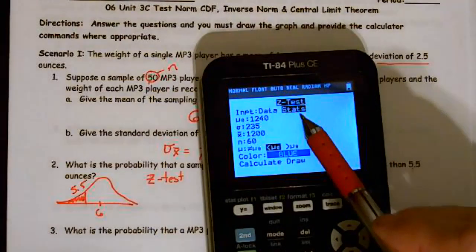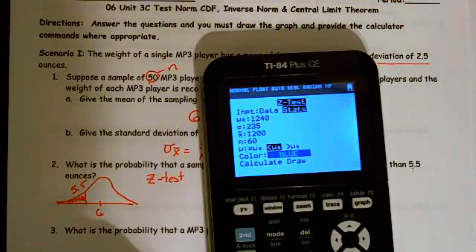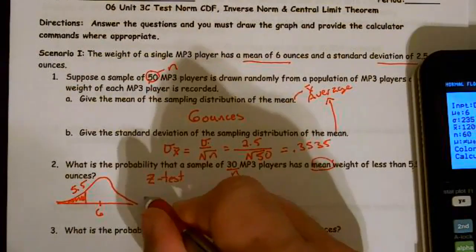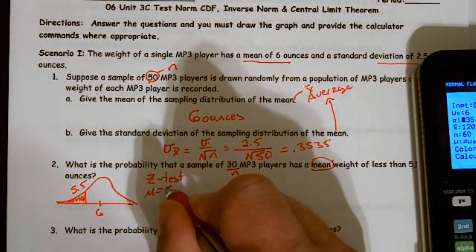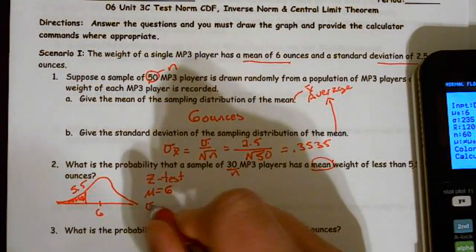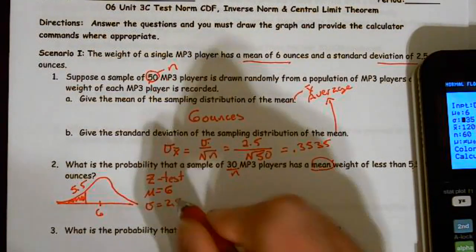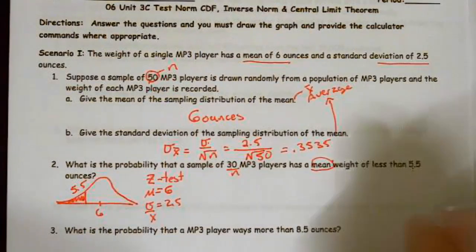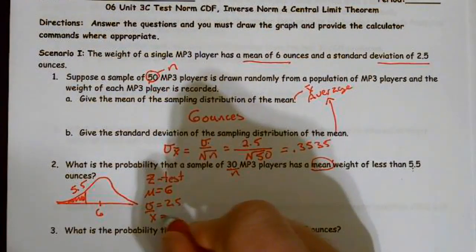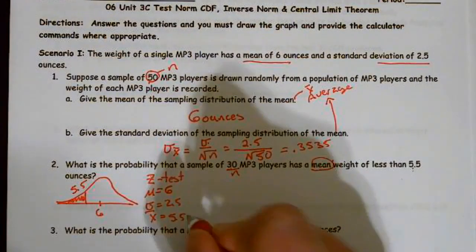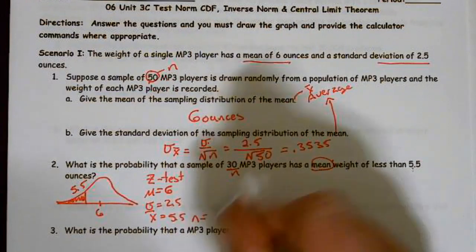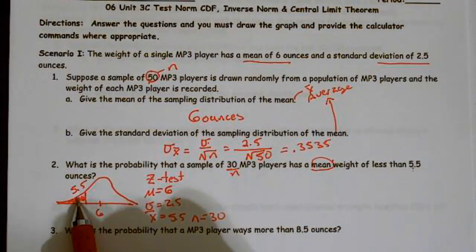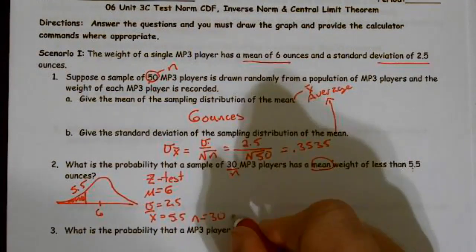We want stats highlighted. And the first thing it asks for is the mean. Well, the mean was 6 ounces, so we need to write that down. So the mean is 6. The next thing it asks for is the standard deviation, and the standard deviation is 2.5. Then it asks for our X bar, which is our sample mean, and our sample mean was 5.5. That's based on our graph. Then it asked for the sample size, and they told us there was 30. And then it asked for the way we're shading. So we're going to be using a less than because we shaded to the left.